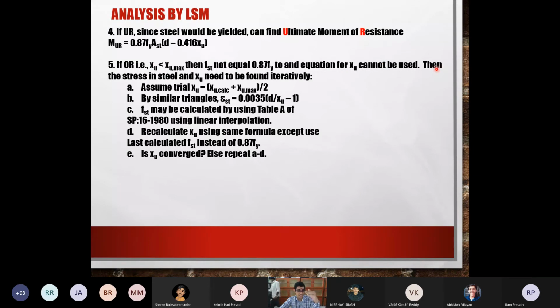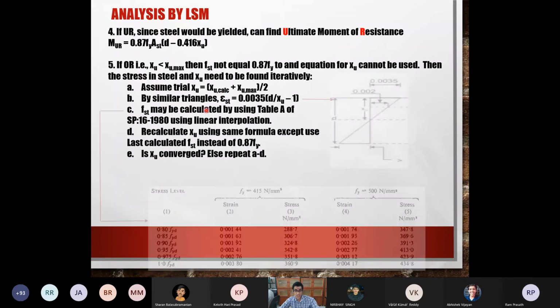Cannot be used in the sense that initially you will use it to find XU, but once you determine that XU is greater than XU max, you cannot use that XU which you found. You have to correct it. So the stress in steel and XU need to be found through an iterative process. It's a very simple process. You first assume XU as the XU you calculated by the formula plus XU max, take the average, and say that is your trial XU.